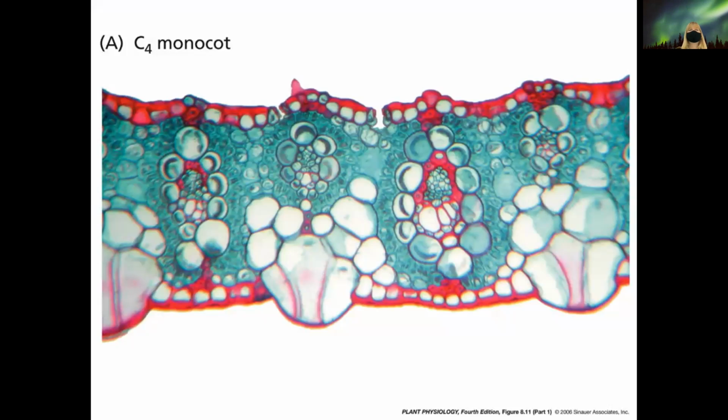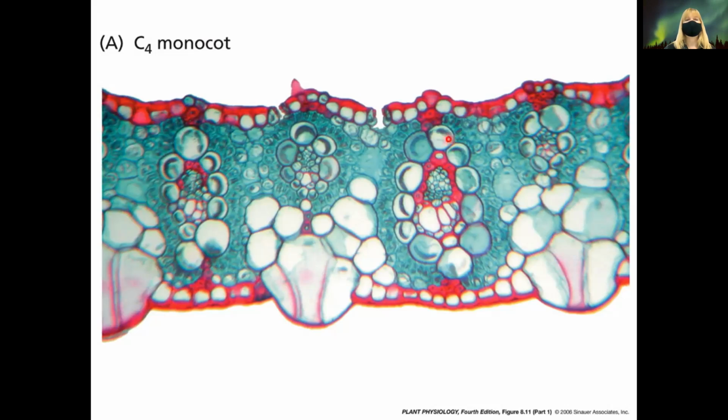So here is a C4 leaf under the microscope, and I think this is a corn leaf. You're looking at the leaf in cross section, and these areas where you see the pink and the blue-green, that's the xylem and the phloem. The xylem are the red, the phloem are the blue-green. The bundle sheath cells are these big plump cells that surround the veins.